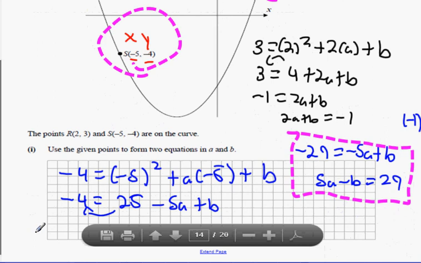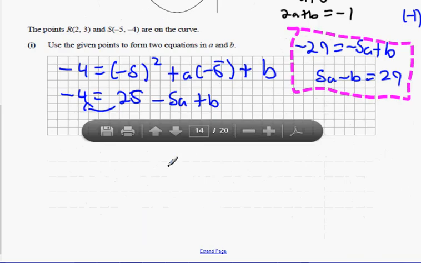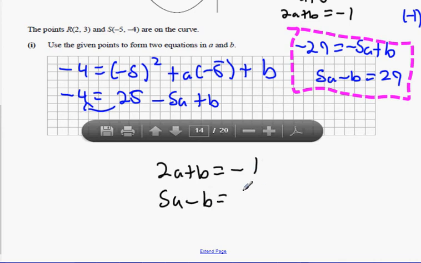Okay. So now we have two equations. 2a plus b equals minus 1. 5a minus b equals 29. What are these equations called? Anybody know the name for it? Simultaneous equations. How do you know it's a simultaneous equation, Brian? Because a and b and a number. 2 letters and a number. No a squareds, no b squareds. You got it? Okay. Let's add them directly downwards.